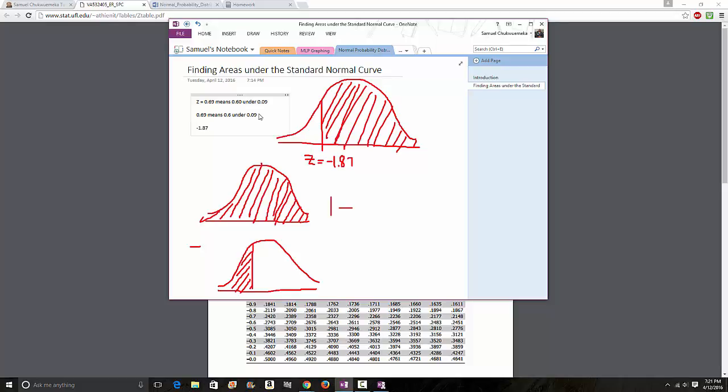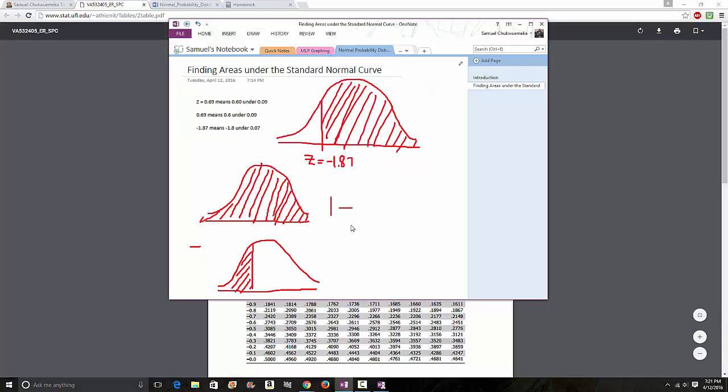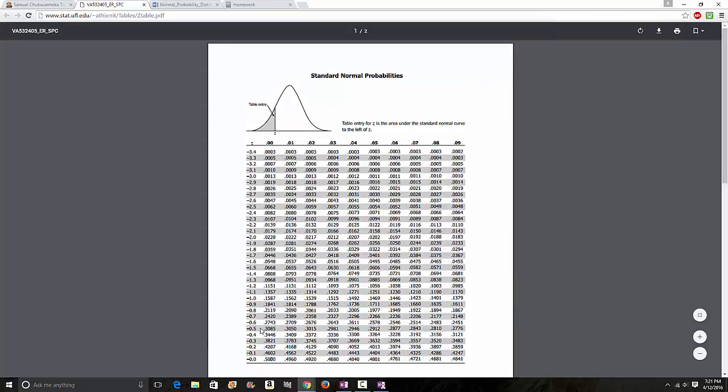Negative 1.87 means negative 1.8 under 0.07. Okay, that is what it means. So we're going to do that. So this is 1 minus, we get this area here, negative 1.8 under 0.07: 0, 1, 2, 3, 4, 5, 6, 7. And that gives us 0.0307.